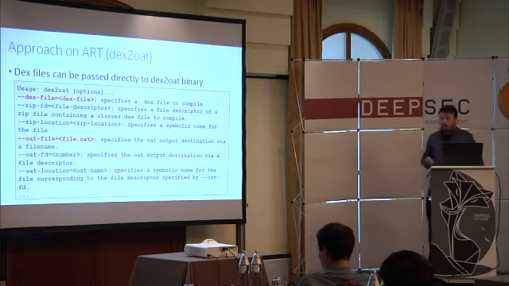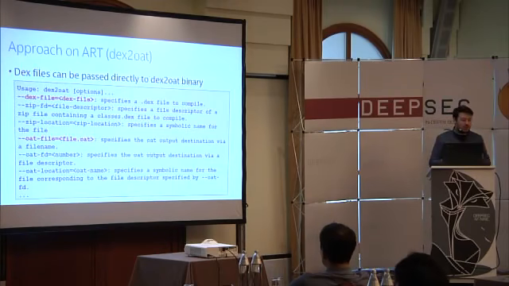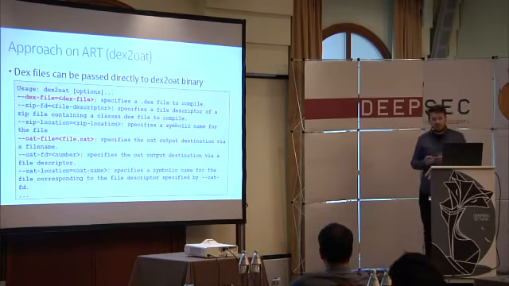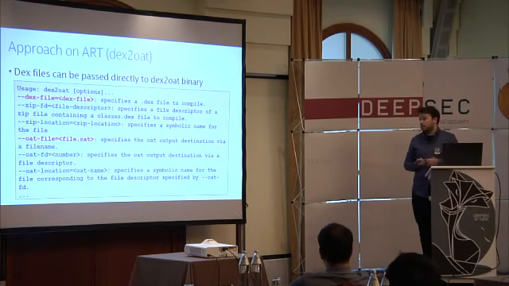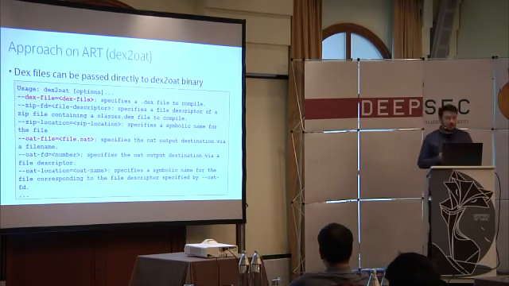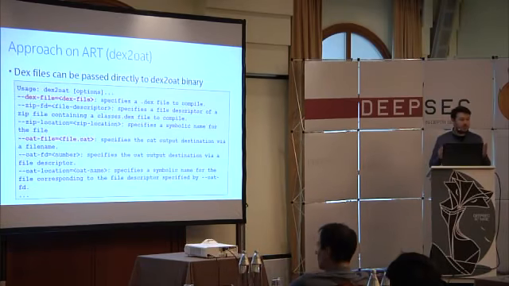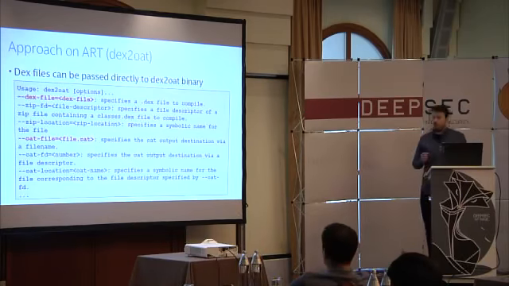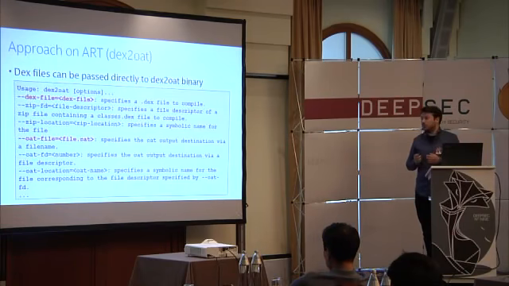In the case of ART, so in the case of DexOpt, things are simpler. We can directly use the DexOpt binary. We use it by passing a dex file like this and a resulting OAT file. So what we have to do is take the initial valid APK files, extract all the classes.dex files from them, and then start fuzzing only the dex files and sending them as parameters to the dex2oat binary.